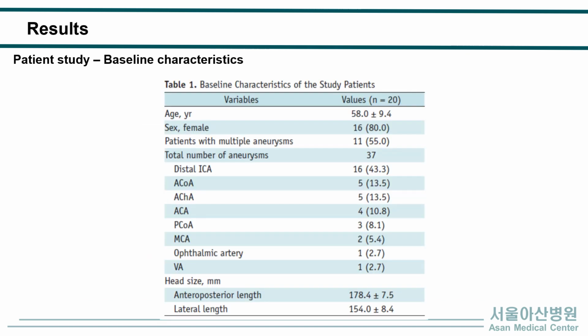The mean age of the study population was 58 years old. Since this study was performed only in patients with cerebral aneurysm, the proportion of women was high. 9 patients had only one aneurysm, and 11 patients with 28 aneurysms were found. Most aneurysms were located in the distal ICA.